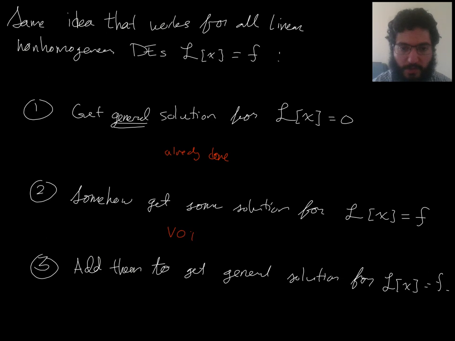So variation of parameters, the method I'm going to teach you, tells you how to do step 2 using somehow what you did in step 1. And that's pretty awesome, because as you know, step 2 is kind of hard, right? The method of undetermined coefficients is pretty limited in what kind of functions on the right-hand side it can handle. Maybe I should write here, if already done. So if you have already done step 1, then variation of parameters can help you with step 2.